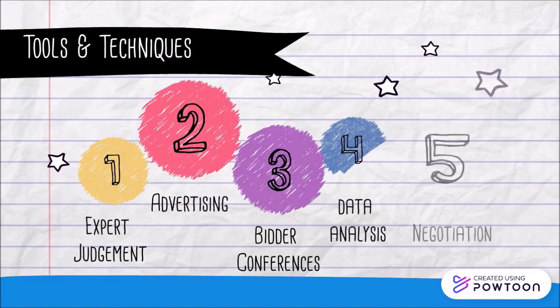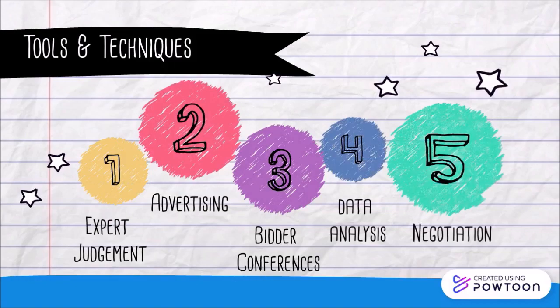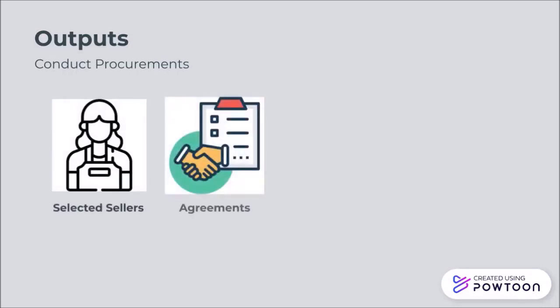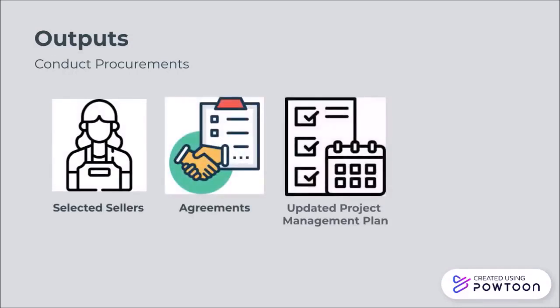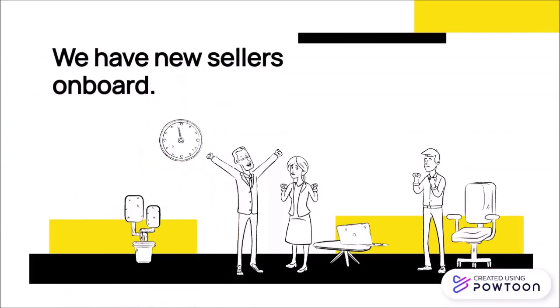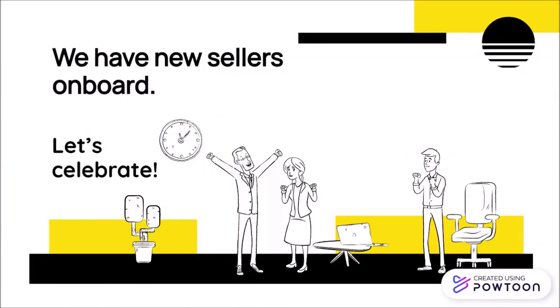and negotiations. At the end of this phase, we will get some outputs that are selected sellers, agreements between the buyer and the seller, the updated project management plan with the changes in the project plan due to the seller or the contracts, and updated project documents as sellers are incorporated in the project plan, which will change the risk register, stakeholder register, and requirements traceability matrix. Jenny and her team rejoice that they have selected the sellers amidst a lot of proposals.